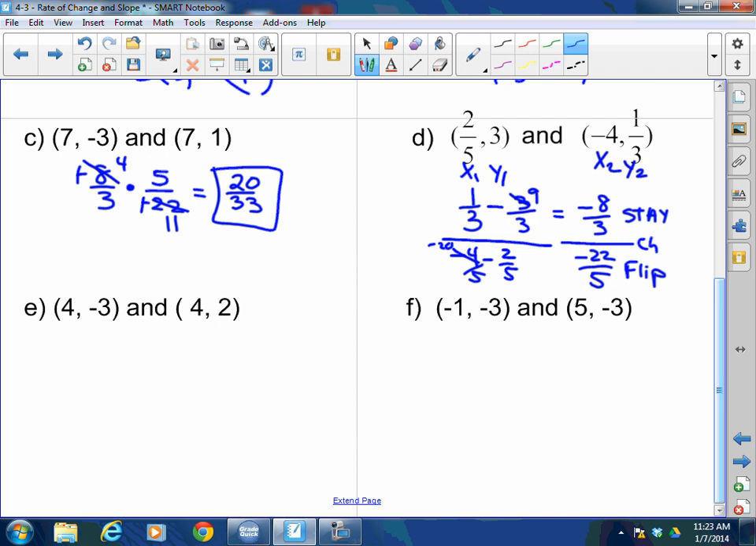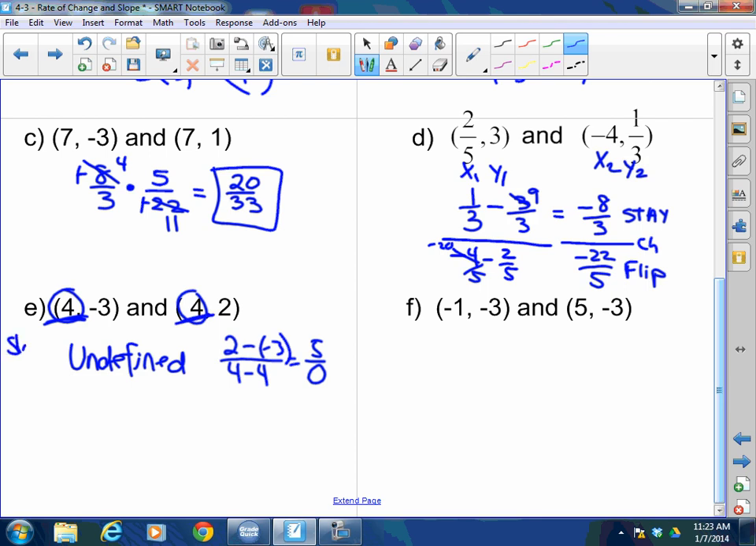E. See if anyone remembers anything that we just finished doing. What would the slope be? Undefined right off the bat. Why? Very good. The x values are the same. So if I did y2 minus y1 over x2 minus x1, it's 5 over 0, which is undefined. But as long as you see that the x values are the same, the slope is undefined. What's my equation? X equals 4. Excellent. Thank you, son.